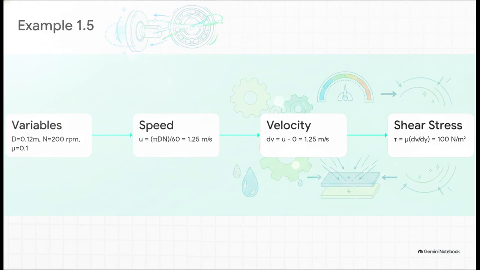Now let's apply all of this to a real piece of heavy machinery, a journal bearing. Imagine a rotating steel shaft with a 0.12 meter diameter spinning at exactly 200 revolutions per minute. The lubricating oil has a viscosity of 0.1 SI units, and the clearance gap, dy, is 1.25 millimeters. First up, we have to calculate the tangential speed of the spinning shaft. We do this by taking pi times the diameter times the RPM and dividing that all by 60. This gives us a surface velocity of 1.25 meters per second. Boom! Now we have our velocity gradient. We multiply our viscosity of 0.1 by that velocity gradient, ultimately yielding exactly 100 newtons per square meter of continuous shear stress inside that machine's bearing.